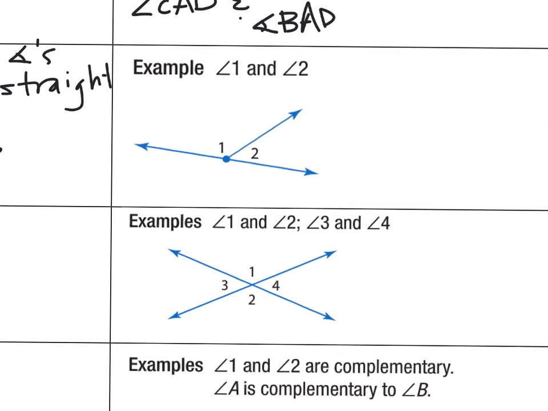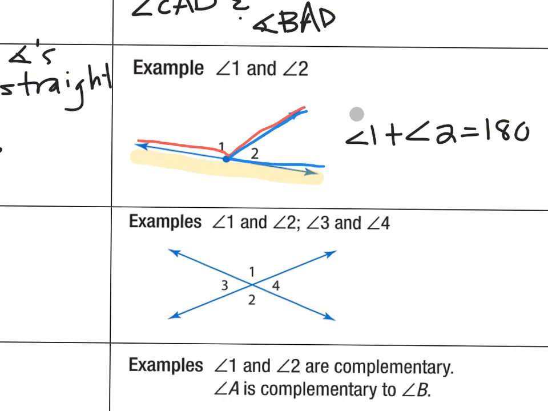All right, so now let's look at our example. 1 and 2 are considered a linear pair because 1 is adjacent to 2. They share this side right here. And together, they do make a straight line. Right there's the straight line. So if you could do this, angle 1 plus angle 2 must equal 180 degrees.